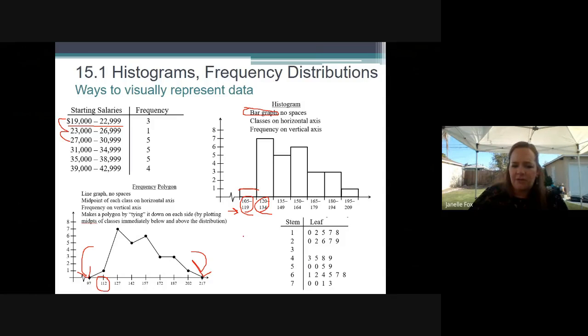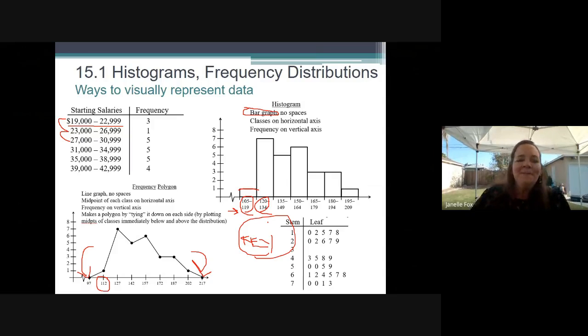I didn't take a picture of it, but every stem and leaf needs a key, where you say what one of the values represents. So don't forget that there has to be a key for a stem and leaf plot. Just kidding, I scrambled up my words.